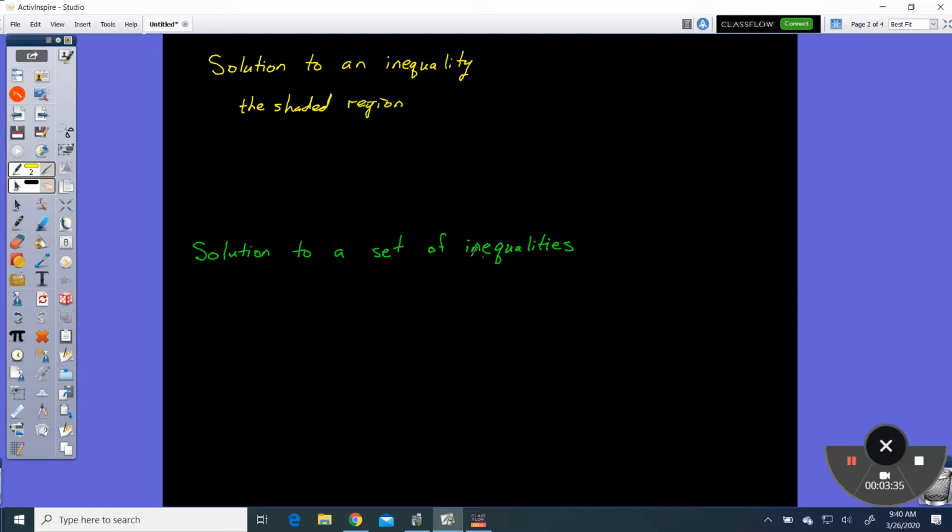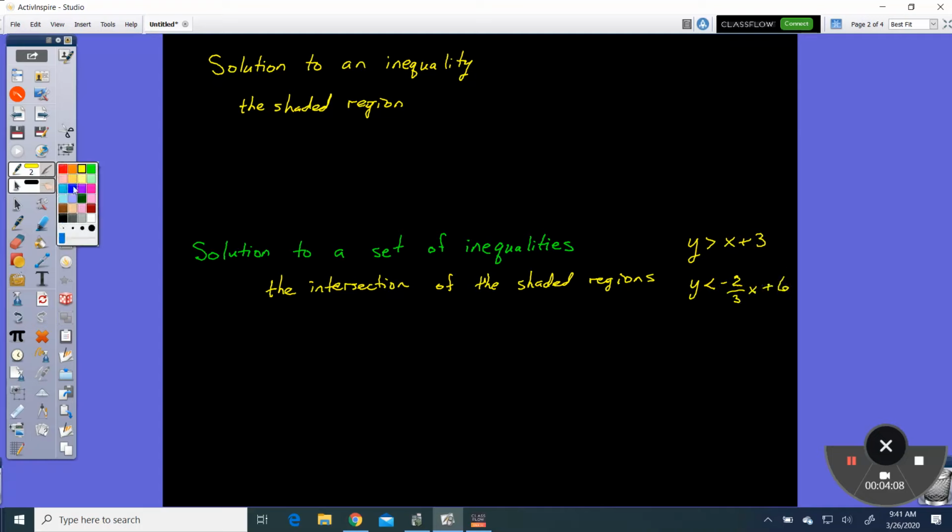Okay, a solution to a set of inequalities is the intersection of the shaded regions. Okay, so if I have two equations like y is greater than x plus 3 and y is less than negative 2/3 x plus 6. Hopefully this works. It'll work for something, one way or another.